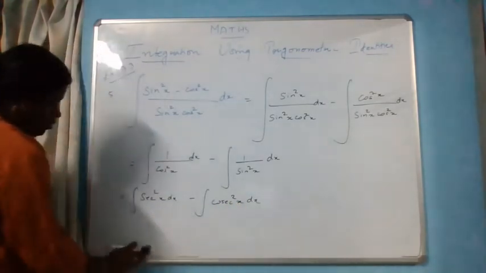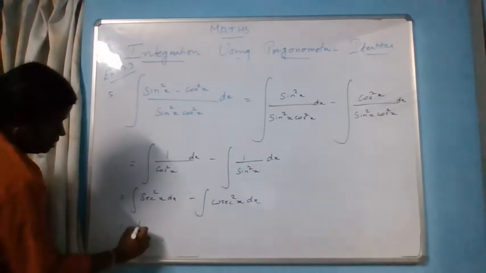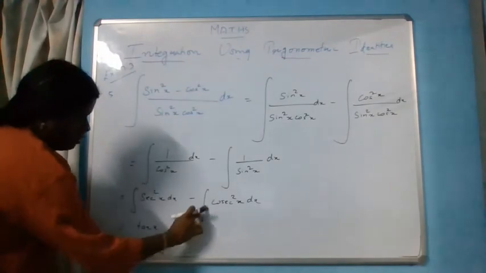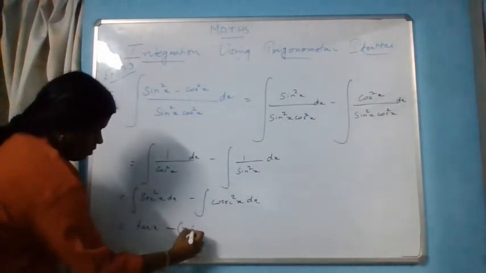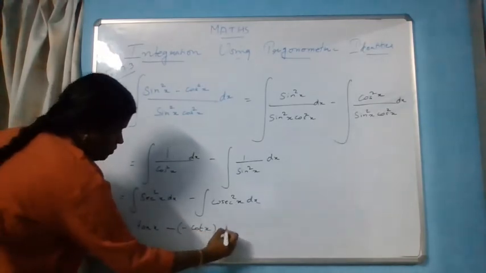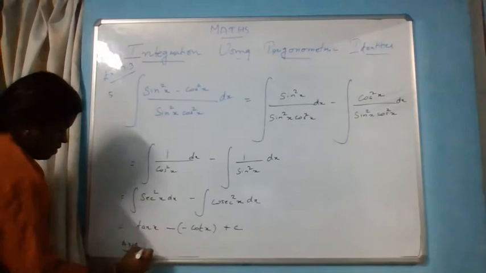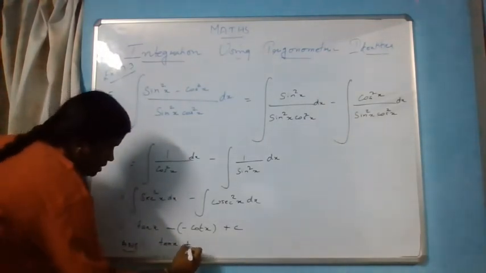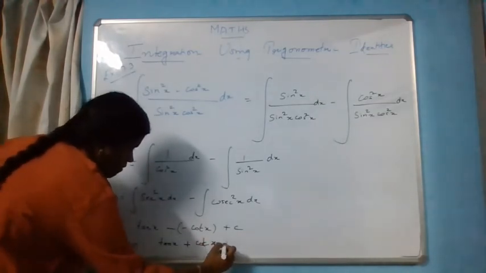So direct formulas you have. What is integral secant squared x? Integral secant squared x is nothing but tan x. And integral cosecant squared x is minus cot x. So minus into minus, this will become plus. So the final answer is tan x plus cot x plus c.